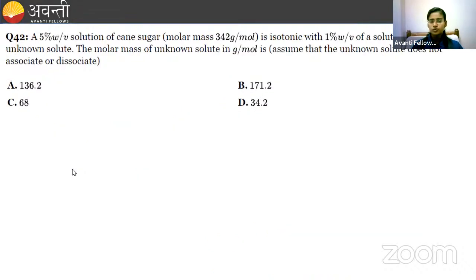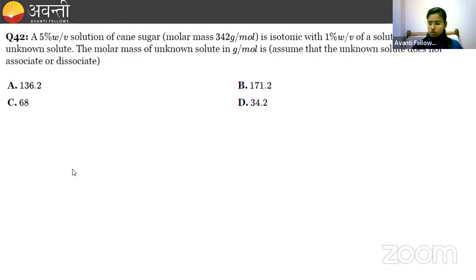Question number 42. So it says that a 5% mass by volume solution of cane sugar with a molar mass 342 gram per mole is isotonic with 1% mass by volume of a solution of an unknown electrolyte. The molar mass of the unknown solute in gram per mole is. Assume that the unknown solute does not associate or dissociate.